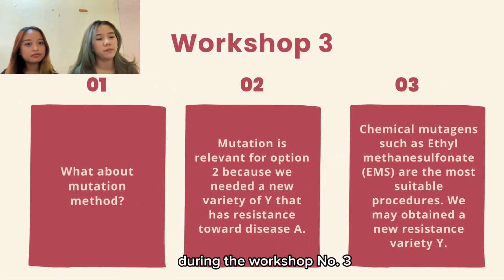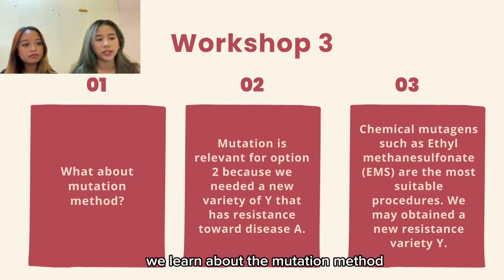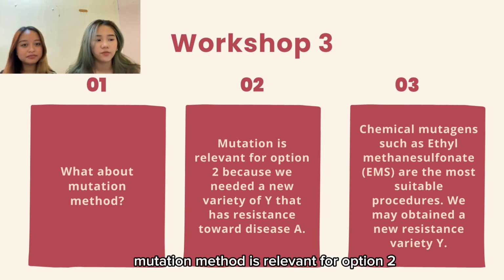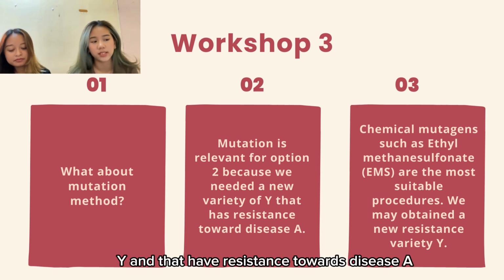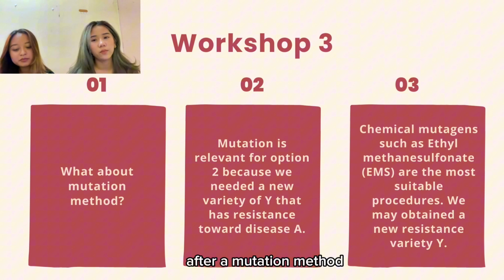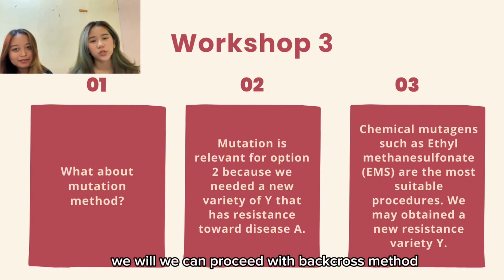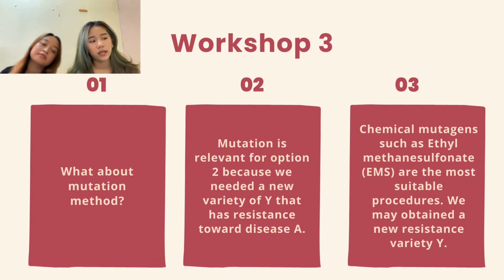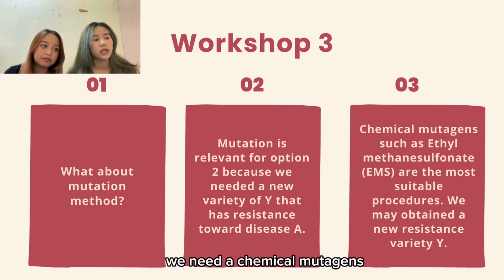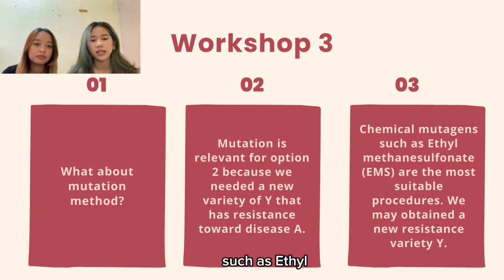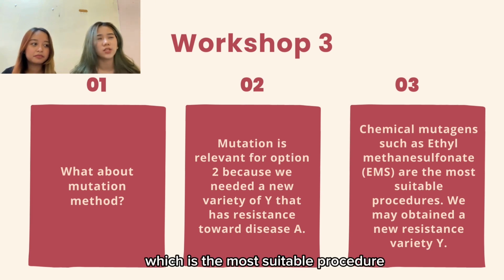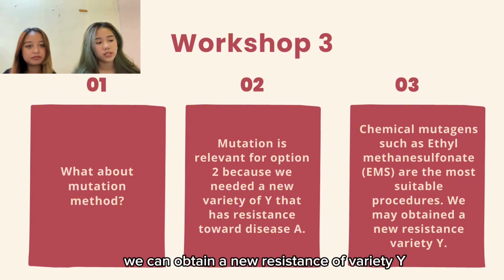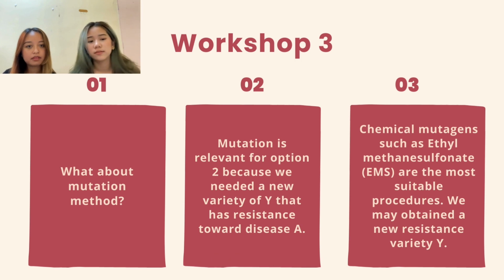During workshop number 3, we learned about the mutation method. The mutation method is relevant for option 2 because we need a new variety of Y that has resistance towards disease A. After the mutation method, we can proceed with the backcross method. In order to do this, we need a chemical mutation such as ethyl methanesulfonate (EMS), which is the most suitable procedure. We can obtain a new resistant variety Y through this method.